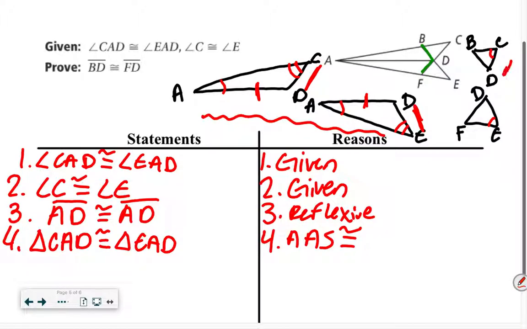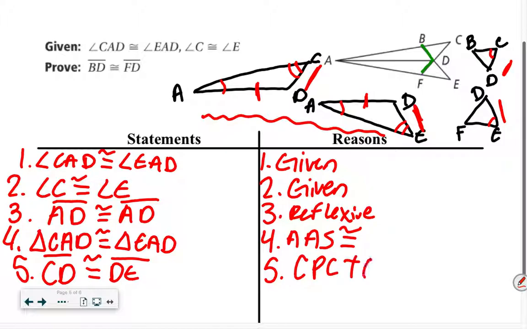Which is here and here? Why are they congruent? If I go from triangles to CD is congruent to DE, what's that called? The C thing. CPCTC. So in this triangle, I have my angle, and I now have my side.